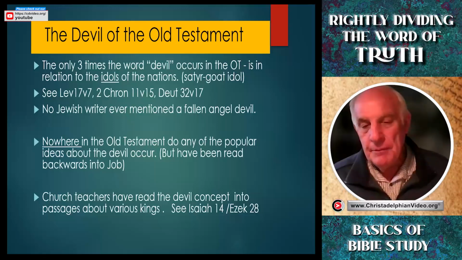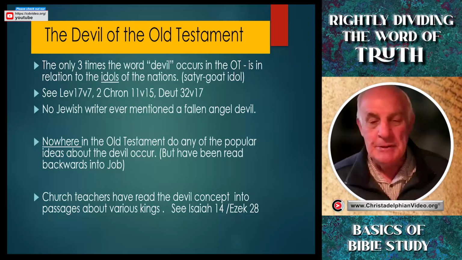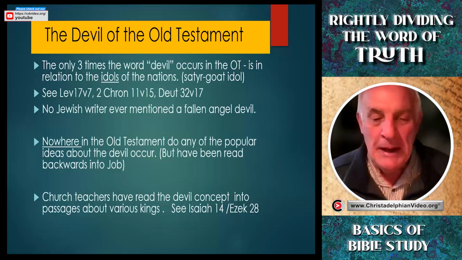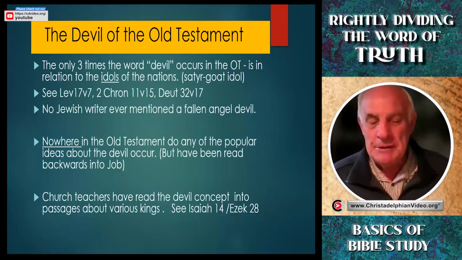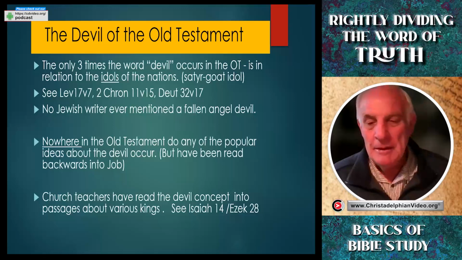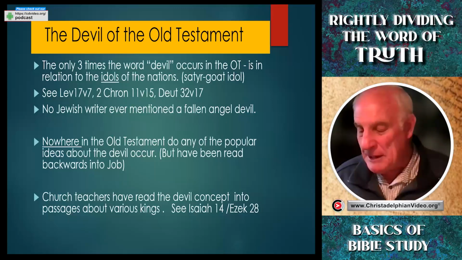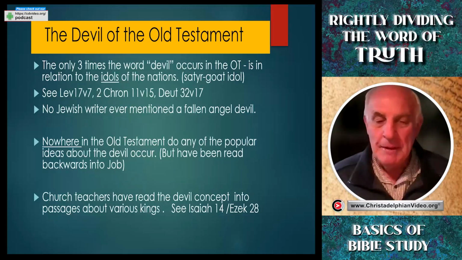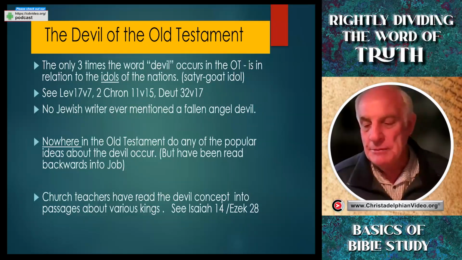Church leaders have looked up various passages about certain kings in the Bible, and they've read the devil concept into those passages. And when you go to Isaiah 14, it very clearly says in verse 4 that this is about the king of Babylon. When you go to Ezekiel 28, it's telling you the passage is about the king of Tyre. So these are prophecies that God made against these particular individuals.